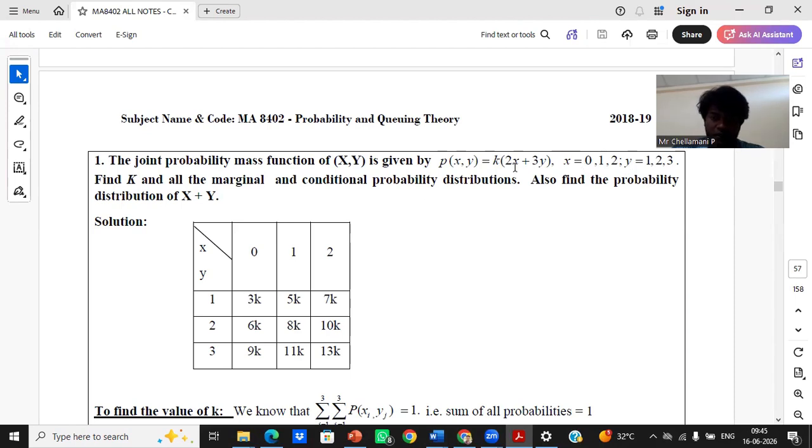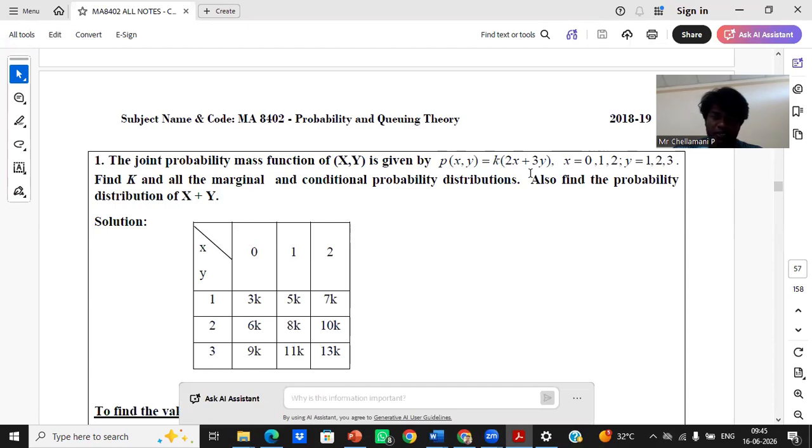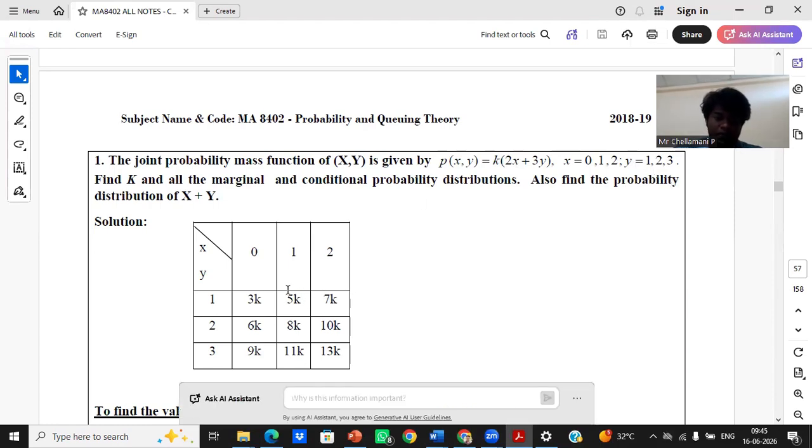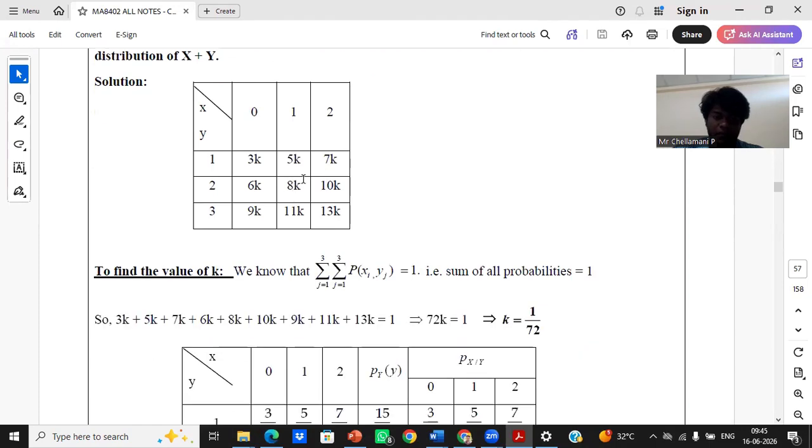Similarly, put x equal to 0 and y equal to 2, then it is 6k. Put x equal to 0 and y equal to 3, then it is 9k. Similarly, take x equal to 1 and put the y values 1, 2, 3. Similarly, put x equal to 2 and y values 1, 2, 3. And we must frame the table.